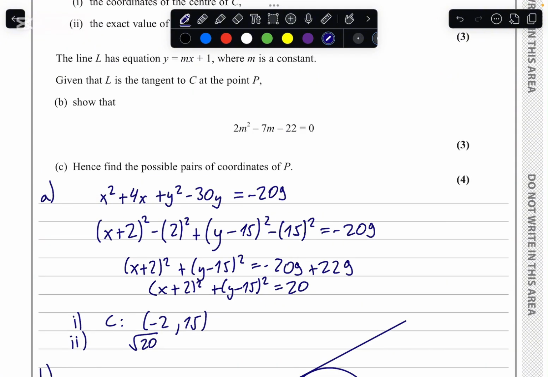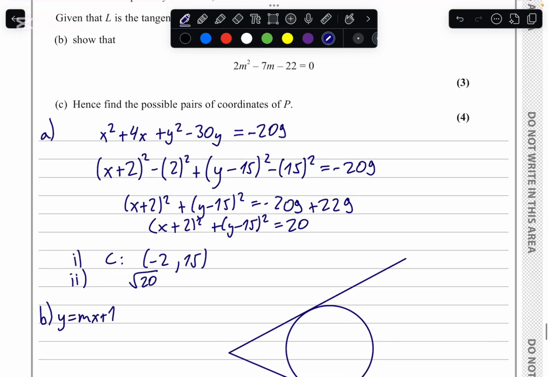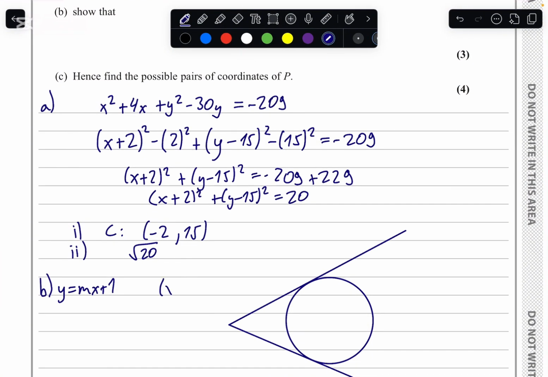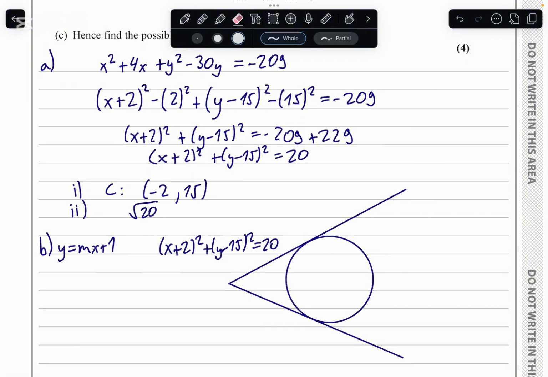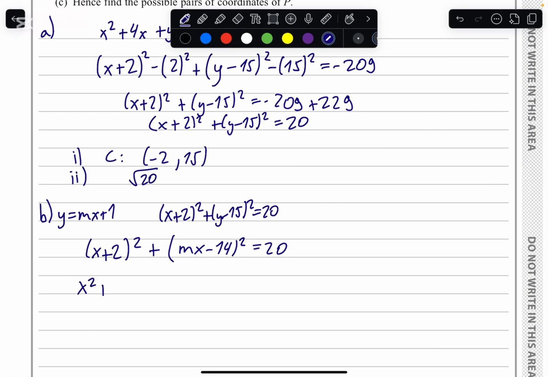To show that, we'll go ahead and substitute y for mx plus 1 into the equation of the circle, which we found earlier to be this. So if we substitute that, it's going to be x plus 2 all squared, plus mx plus 1 minus 15, so it'll be minus 14, all squared equals 20. And we go ahead and expand that now.